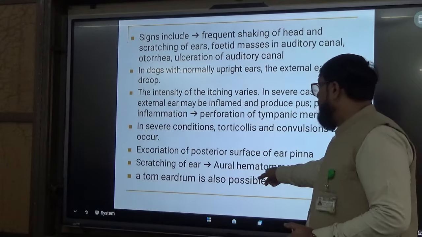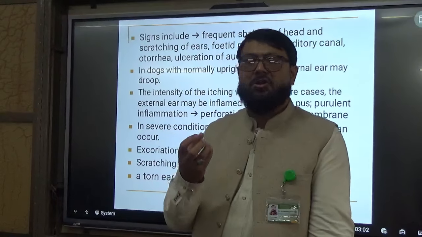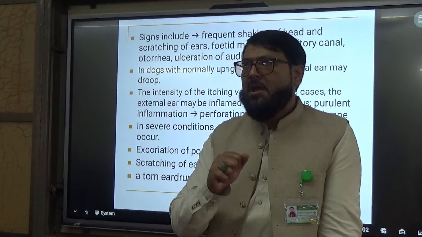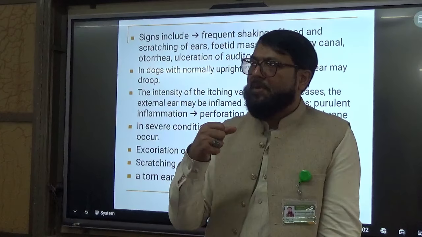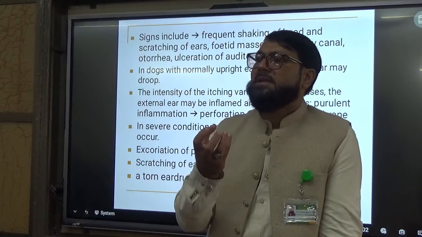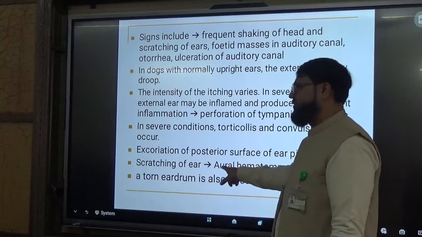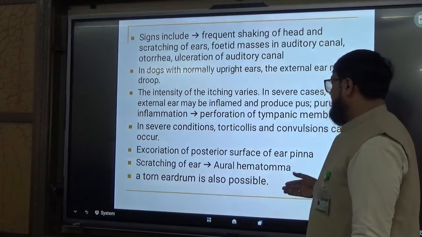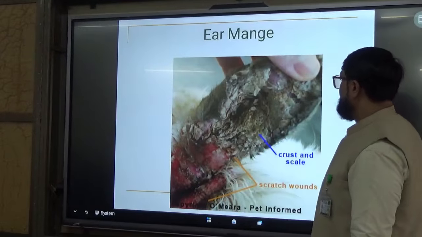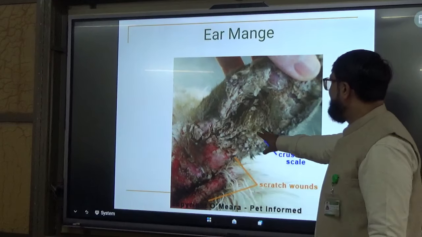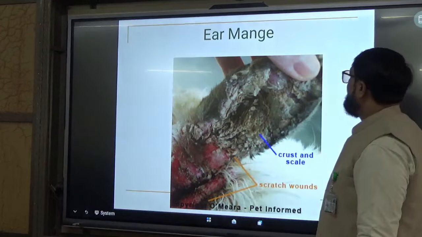There could sometimes be aural hematoma. What is that? A hematoma is a collection of blood where the blood vessels get damaged, but the outer skin is still intact. So the blood oozes out from those capillaries, but it is still trapped under the skin. That is called aural hematoma, the hematoma formation on the ear. Ultimately, sometimes a torn eardrum is also possible in severe cases. So this is the situation of ear mange, which is the crusty and scaly ear, and scratch wounds are also there sometimes on the lower arm.